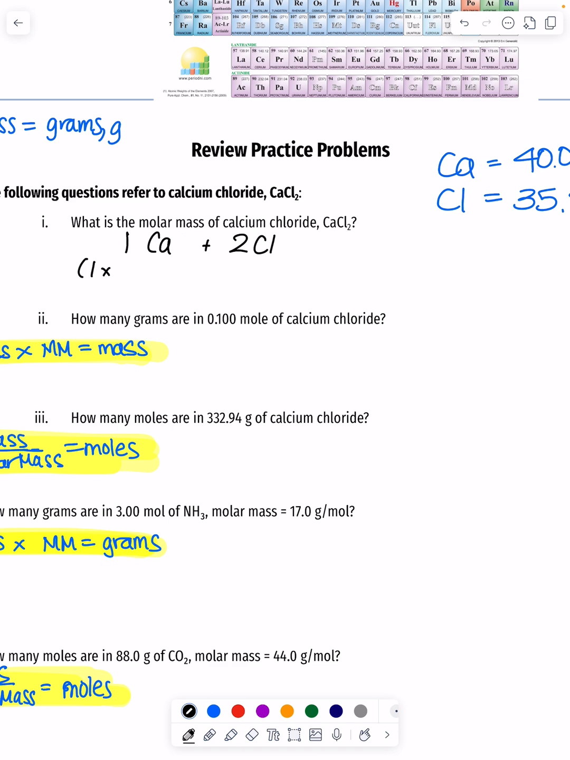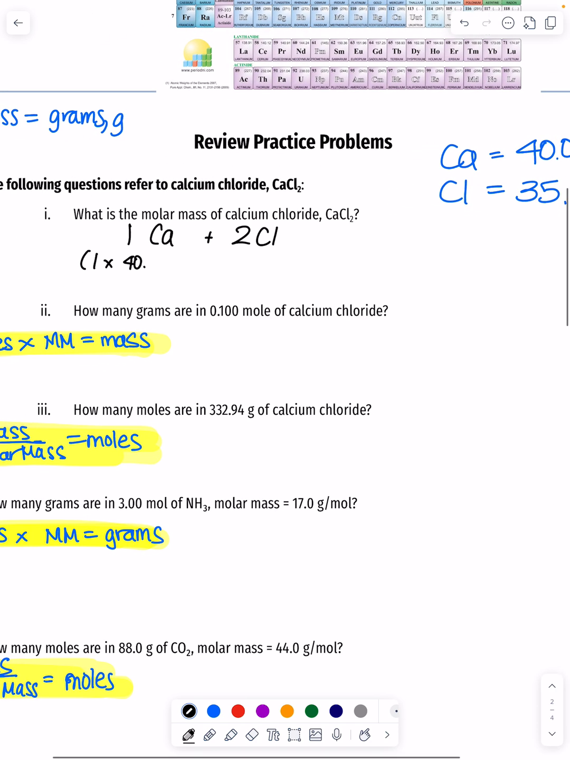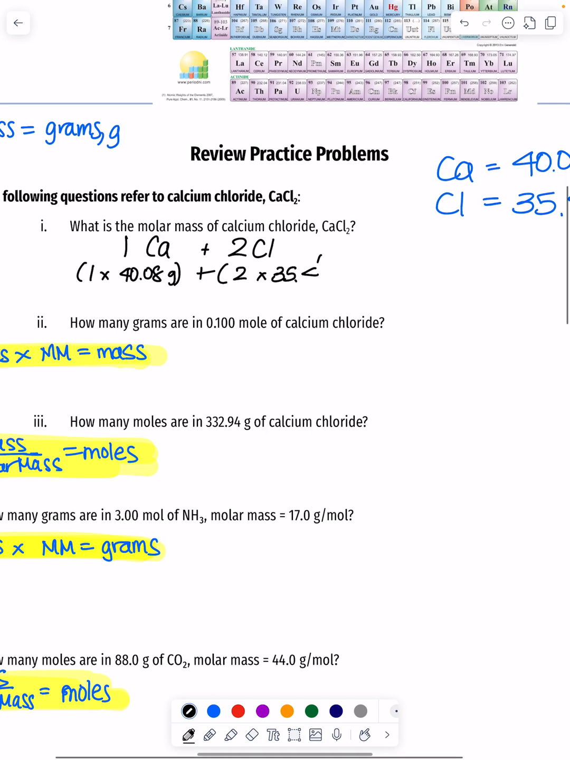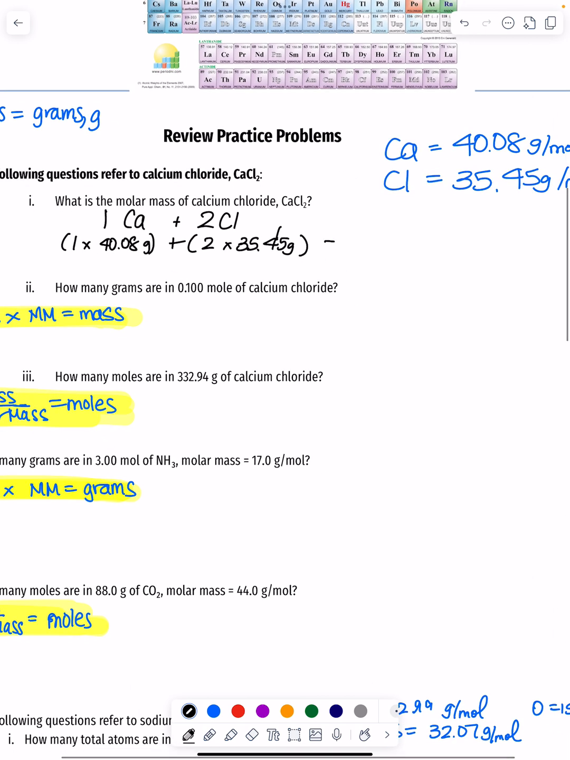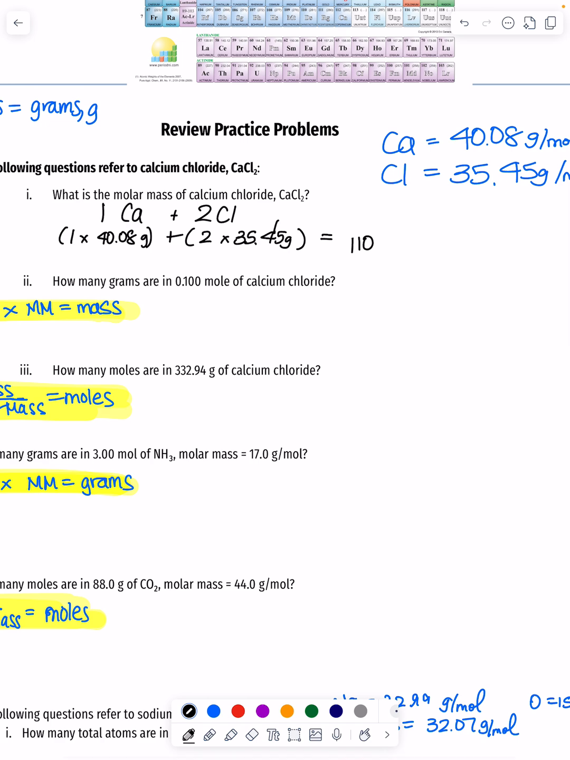So I'll do 1 times 40.078 grams plus 2 times 35.45 grams for the chlorine. If I add those up on a calculator, I get a total mass of about 110.98, and the units would be gram per mole. This will be the molar mass, sometimes represented by MM, of CaCl₂. I will need that in order to do the next two calculations.